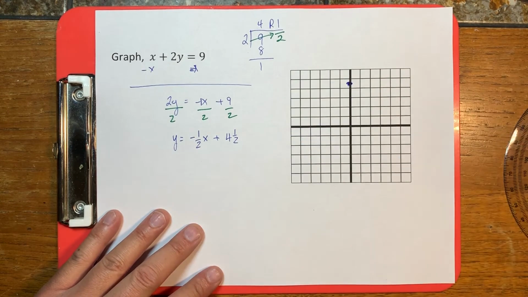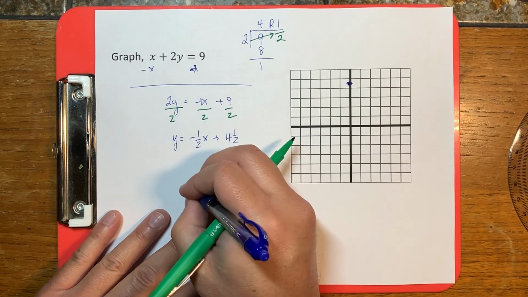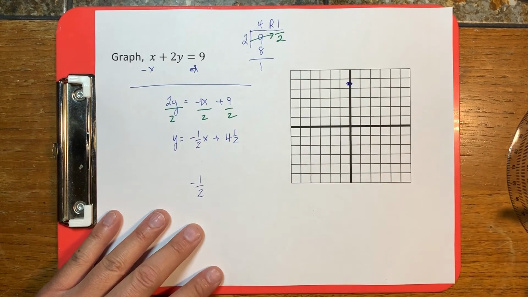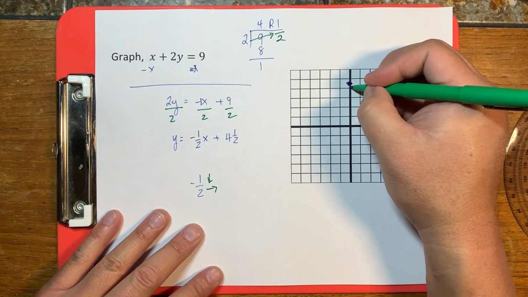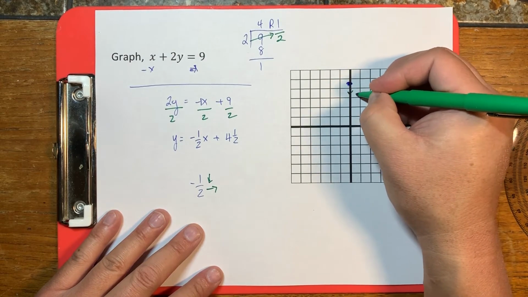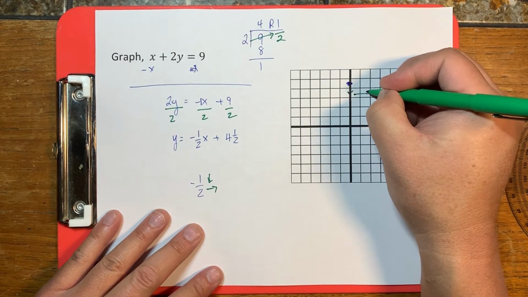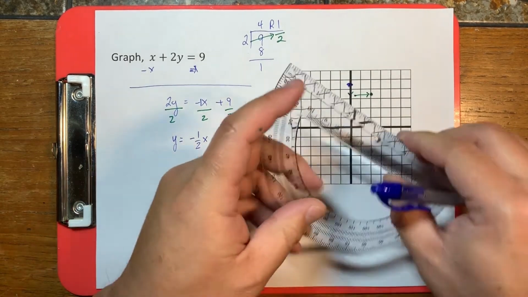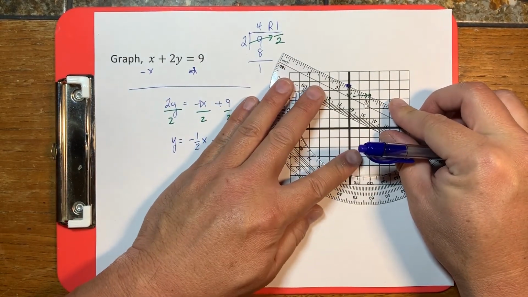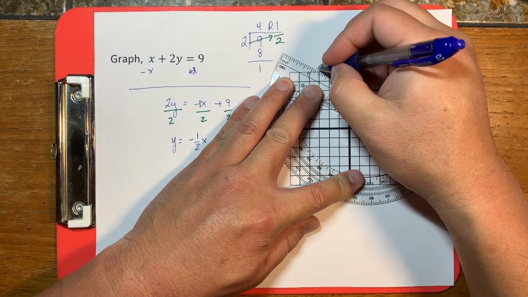Now, from here, we have negative 1/2. That means that we're going to go down 1, right 2. We're going to go down 1, right 2. And then we'll draw a line.